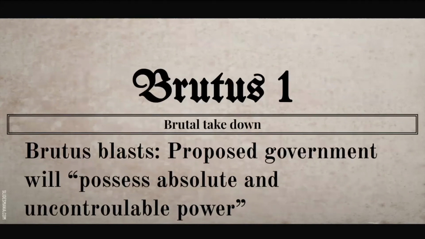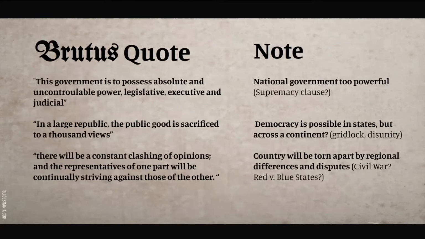Brutus 1 comes back with a brutal takedown. Ultimately, the anti-federalists lost, but Brutus still had some very powerful points that still resonate today. He said this new proposed government will possess absolute and uncontrollable power. He wrote, "This government is to possess absolute uncontrollable power, legislative, executive, and judicial." These three branches, he says, are going to be too powerful. They've got this supremacy clause in Article 6, making federal law supreme over the states, which he was so attached to. It goes on, "In a large republic, the public good is sacrificed to a thousand views."